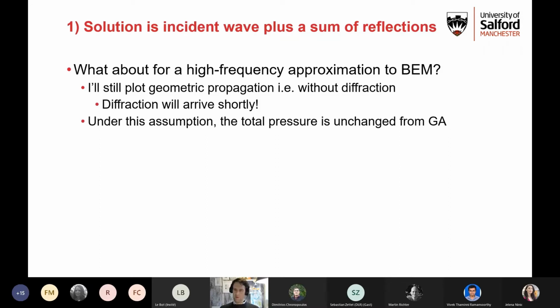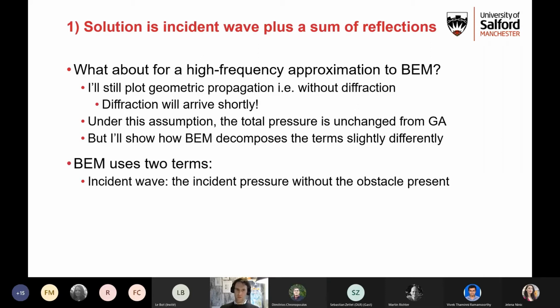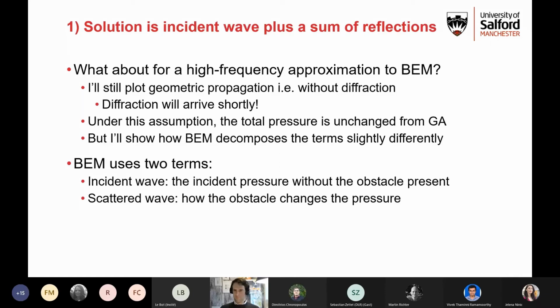And under this assumption, the total pressure will be unchanged from geometrical acoustics. But what I want to show is how boundary element method decomposes the terms slightly differently. So boundary element method uses two terms. It uses the incident wave, which is the pressure of the wave defined without the obstacle present. So it's in the absence of the obstacle. And then we have the scattered wave, which explains how the obstacle changes the pressure.